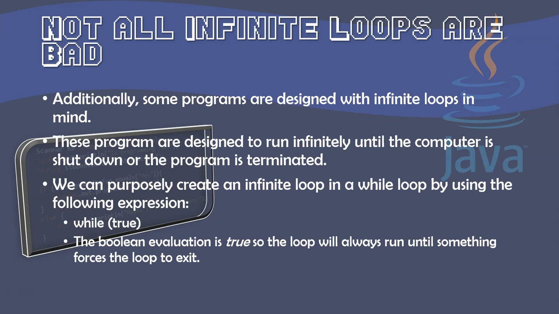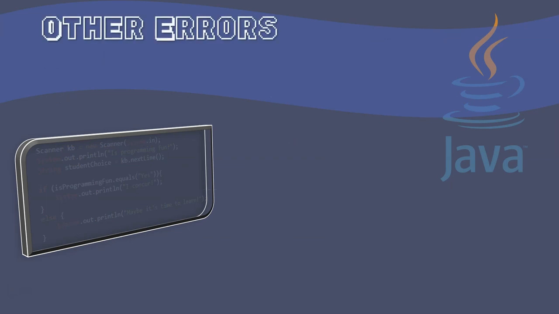And notice there's no inequality in here, or an equal statement. This one is always going to be true, so just while true. Because that evaluation is true, the loop is always going to run until something forces that loop to exit. This is something we saw when we looked at our continuous input program, and we had to break out of that loop. In this case, that's good because we want that program to keep getting input until we're done. Now, there are some other errors that might occur with loops.